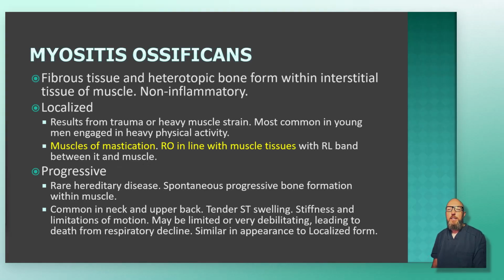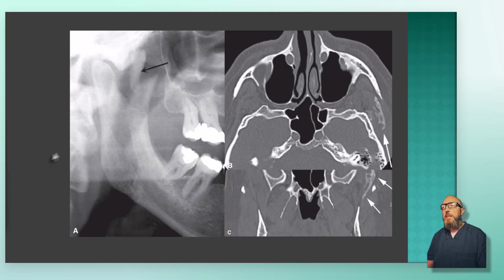And then progressive is a rare hereditary disease with spontaneous progressive bone formation within the muscle. Common in the neck and upper back. Patients are going to get that soft tissue swelling, stiffness. It's going to limit their motion. It can be really debilitating, and in advanced cases can lead to death from respiratory decline. So this is a serious disease. Fortunately, it's somewhat rare. Here's some examples.